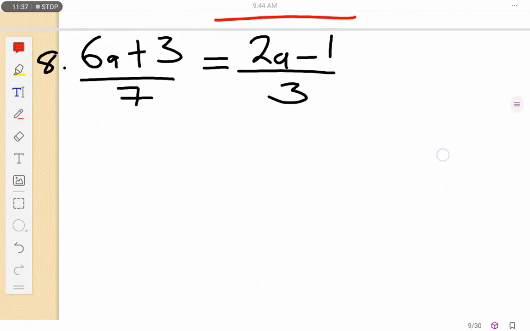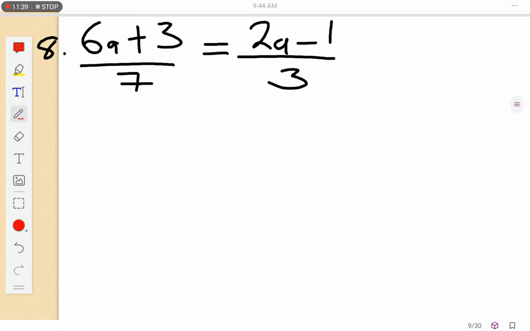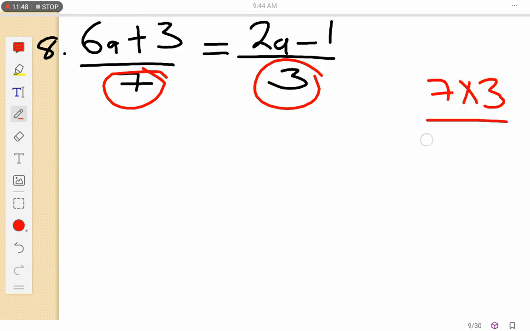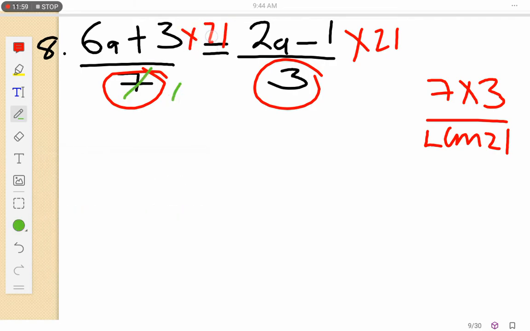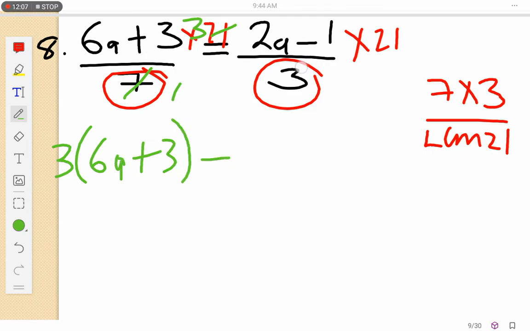Let's have another example. Okay, so here I want a lowest multiple of 7 and 3. So I can simply say 7 times 3. We get 21. So our LCM is 21. Okay, so I'm going to multiply here by 21, here by 21. Let's divide now. Dividing 7 into 21 is 3. So I have 3 multiplying 6a plus 3, then is equal to 3 into 21. Then I will get a 7. So I have 7 multiplying 2a minus 1. Okay, like that. Let's solve.